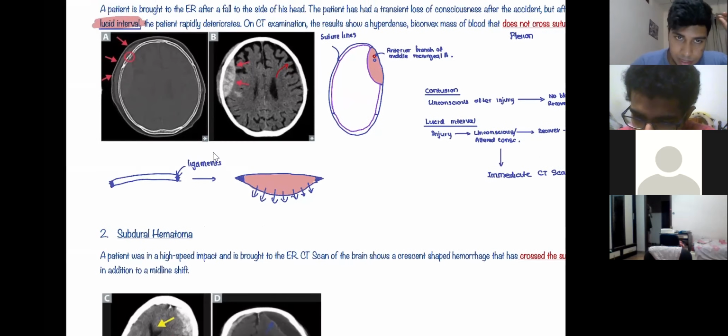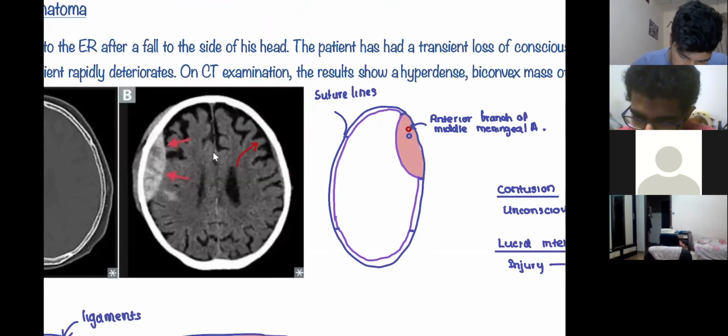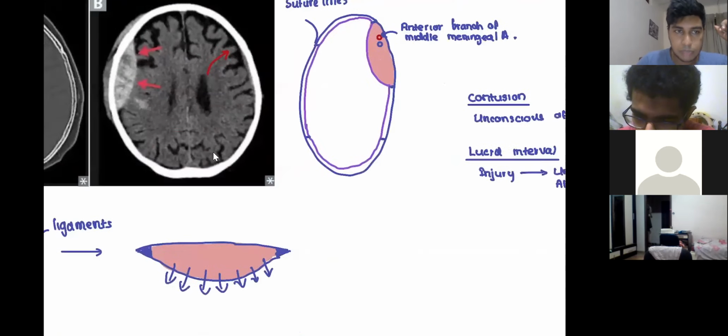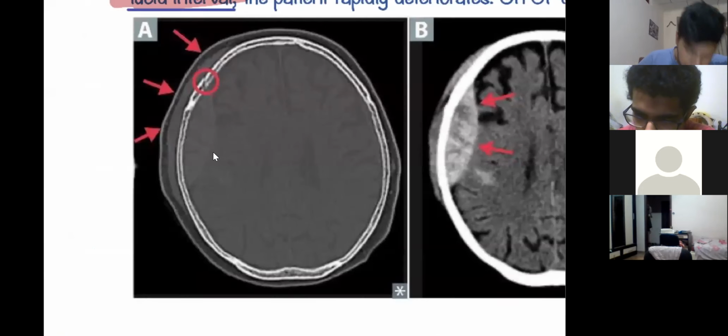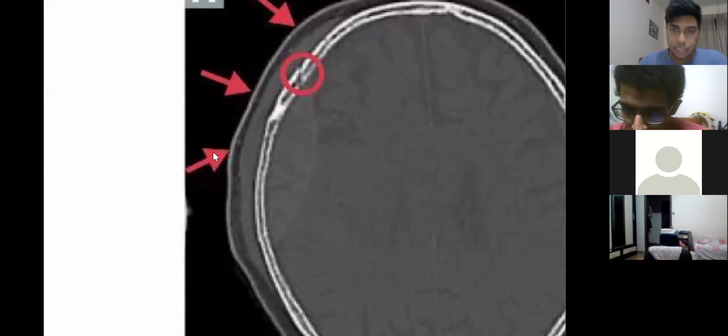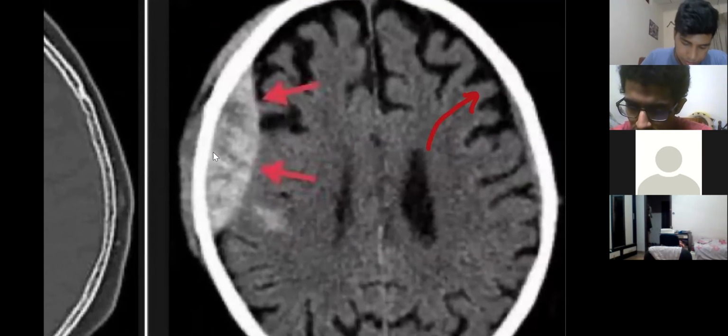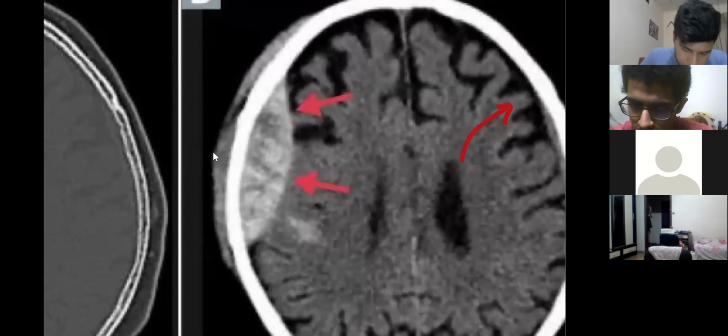In the CT scan, you get this convex shape. Okay, it's like a lens. You get this convex shape hematoma. You can see it here. If you look carefully in this diagram, you can see the hematoma. This is a CT scan and this is an MRI. You can see the bleeding inwards.